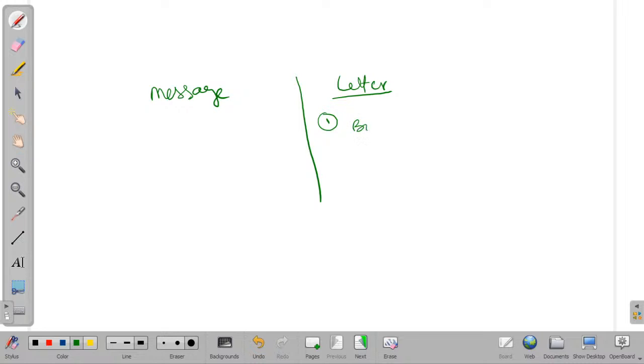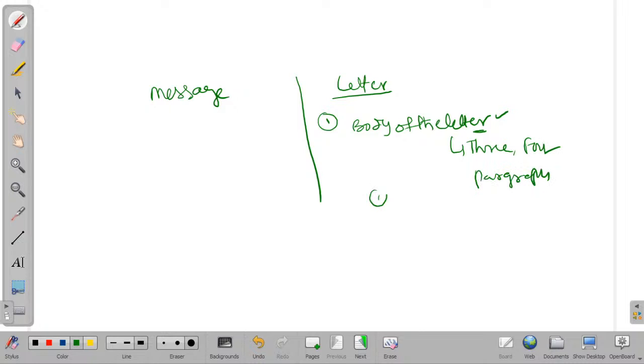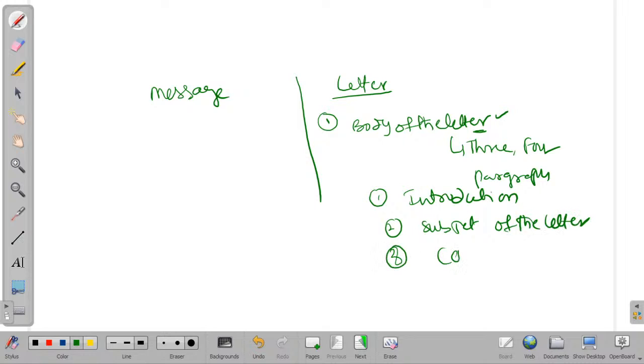Body of the letter contains three or four paragraphs. First paragraph about introduction. Second paragraph, subject of the letter. Third paragraph, conclusion. In this way we write a letter.